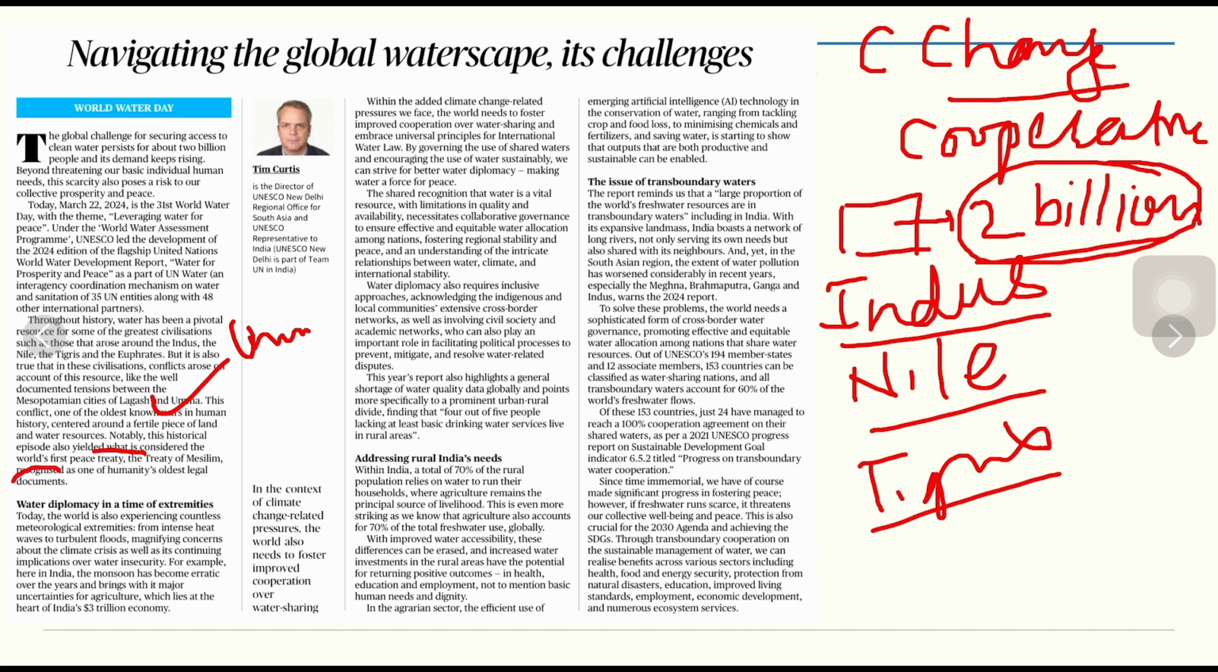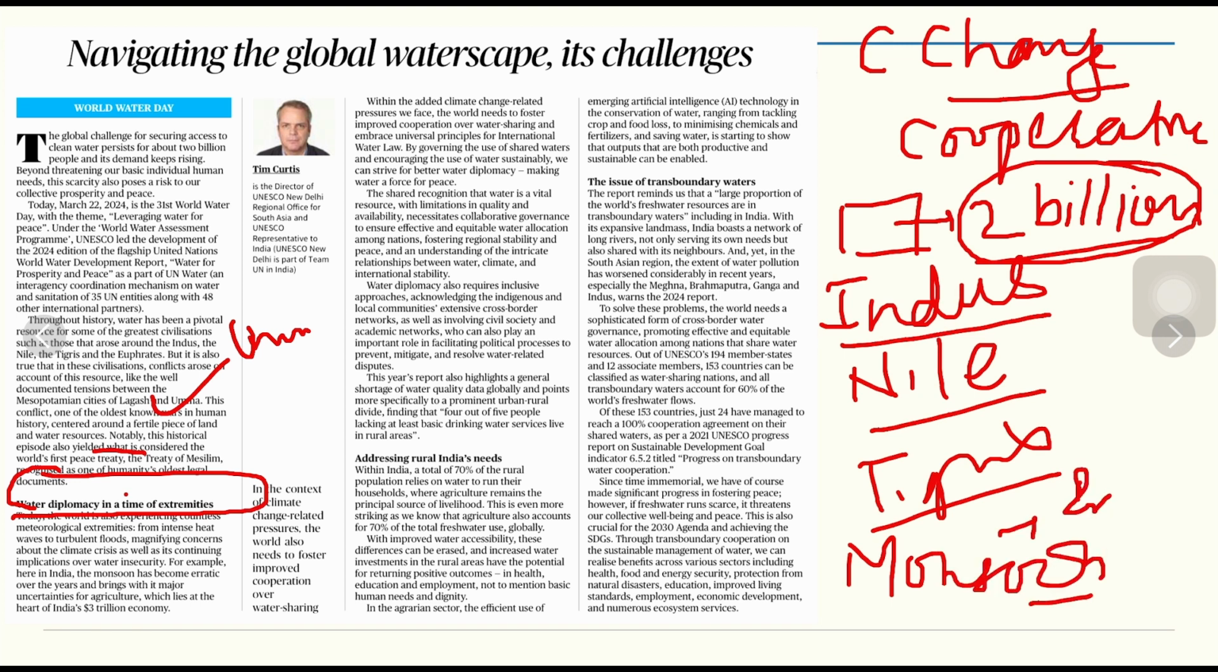What is water diplomacy? Now another topic comes about water diplomacy in the context of troubles. The world is experiencing not only countless days of meteorological extremities, from intense heat waves to turbulent floods, it also magnifies concerns about the climate crisis as well as its continuing implications over water insecurity. Just like in our country, there is a problem with the monsoon. Monsoon has not only become more erratic in the sense that it comes early sometimes, it goes early sometimes, otherwise there is some drought, or even the onset is delayed, and what happens is the withdrawal of the monsoon gets even further delayed, affecting not only the seasons, etc.